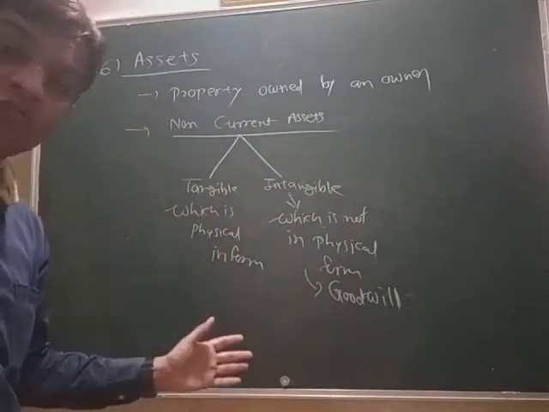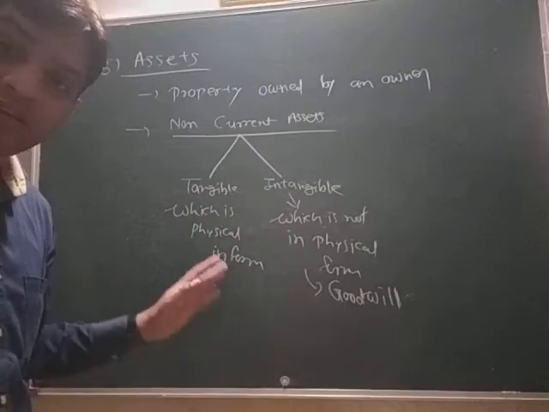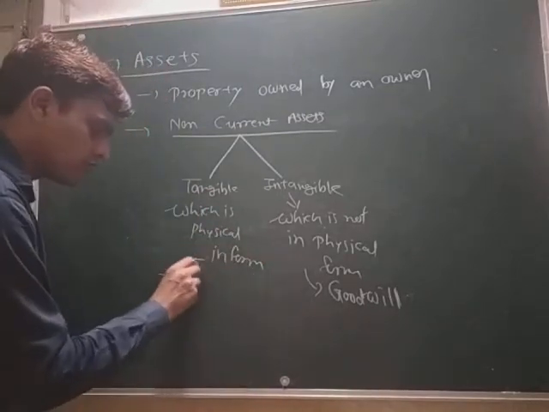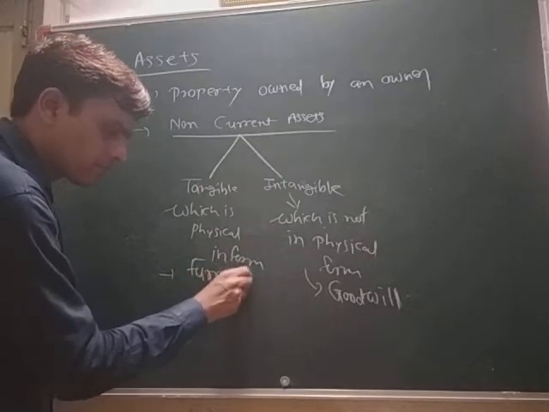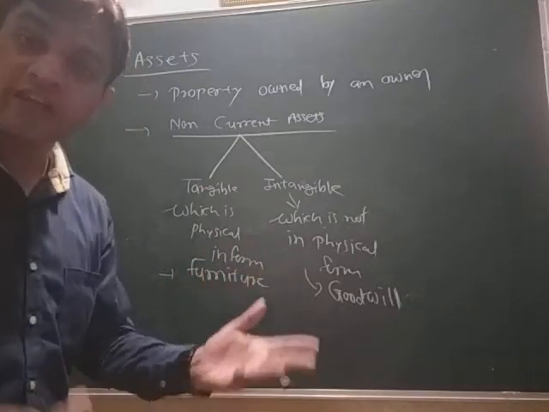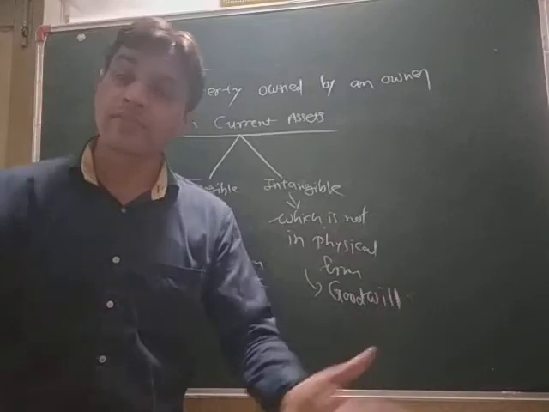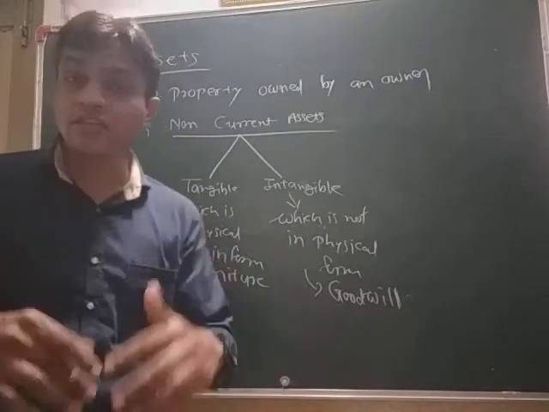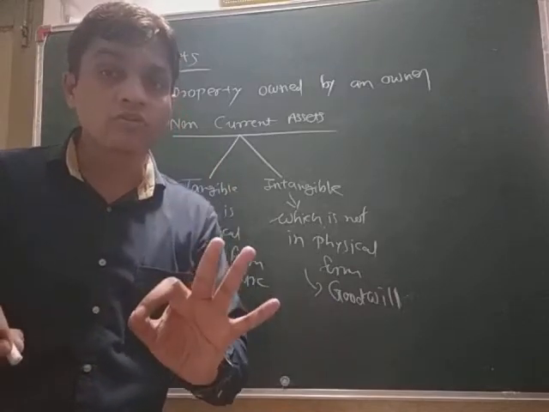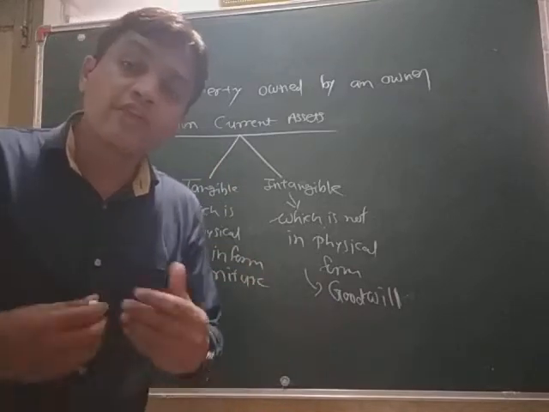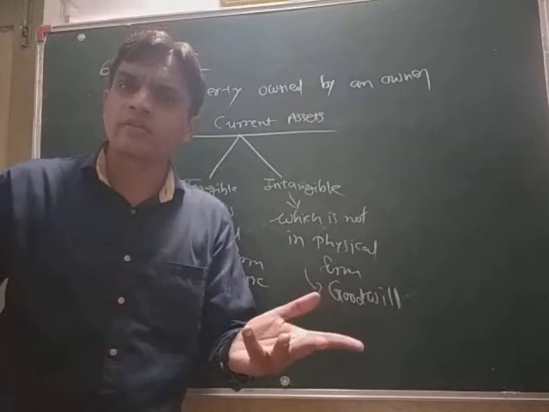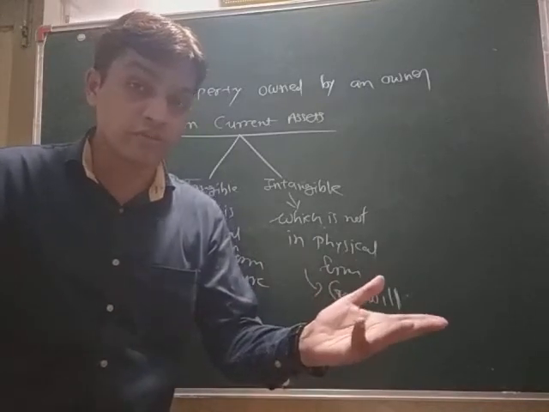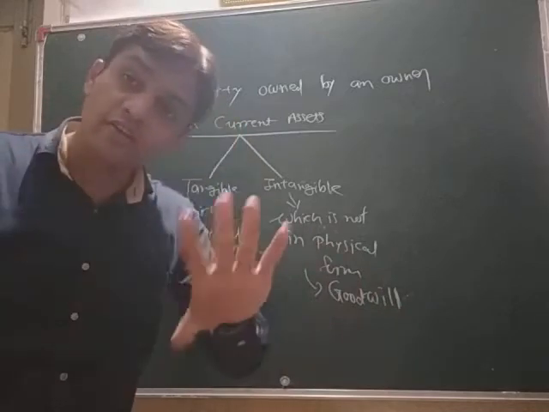This one is tangible, which is physical in form, like furniture. We can touch it, we can feel it, we can sit on it, we can use it. So in that case furniture is tangible, and it is non-current also. Non-current, why? Because we can use the furniture for more than 1 year. It would not be destroyed in 1 year. For more than 1 year we can use it, so it is a non-current asset.